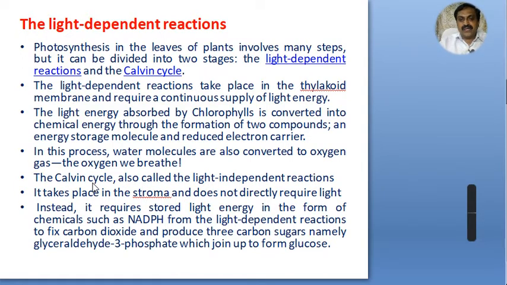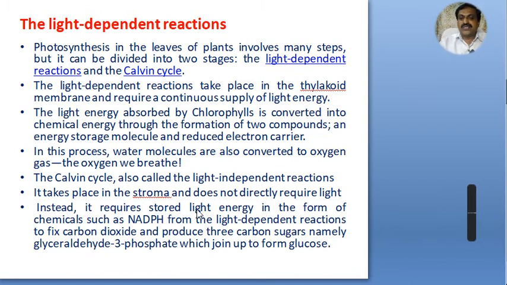The Calvin cycle, also called the light independent reaction, I told you already. It takes place in the stroma region of the chloroplasts and does not directly require light. That is why it is called the dark reaction. In the grana region of the thylakoid, the light reaction takes place. In the stroma region, the dark reaction takes place.